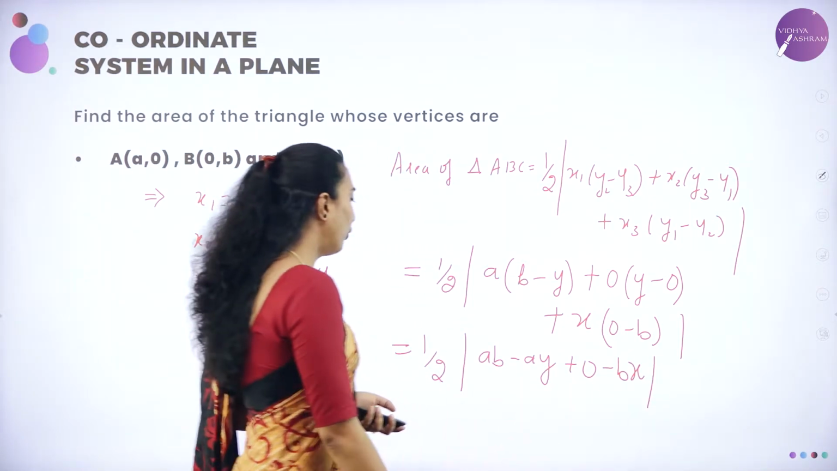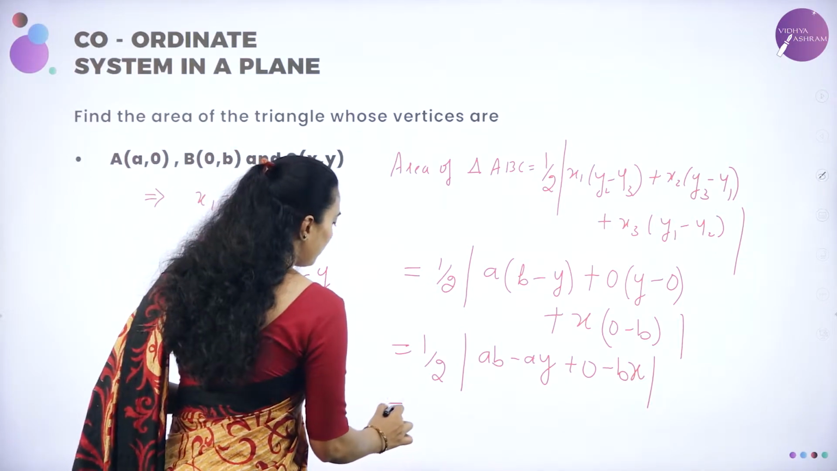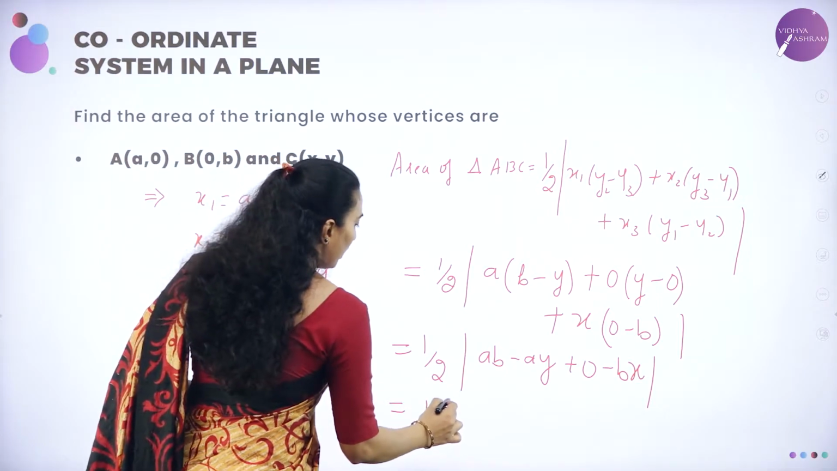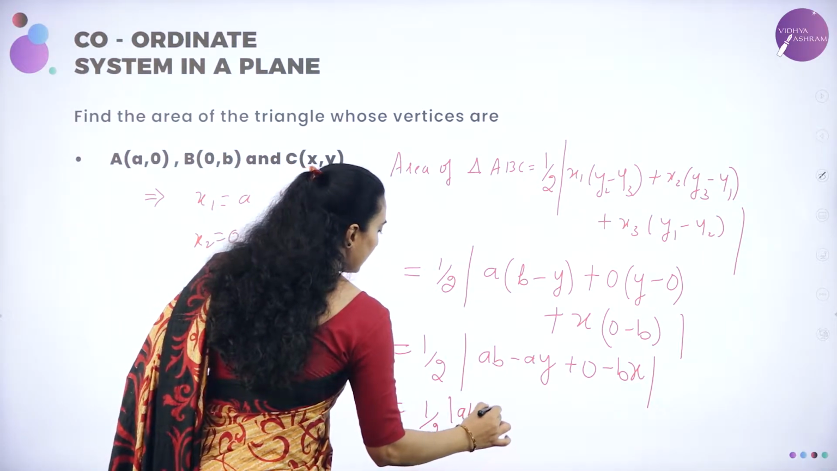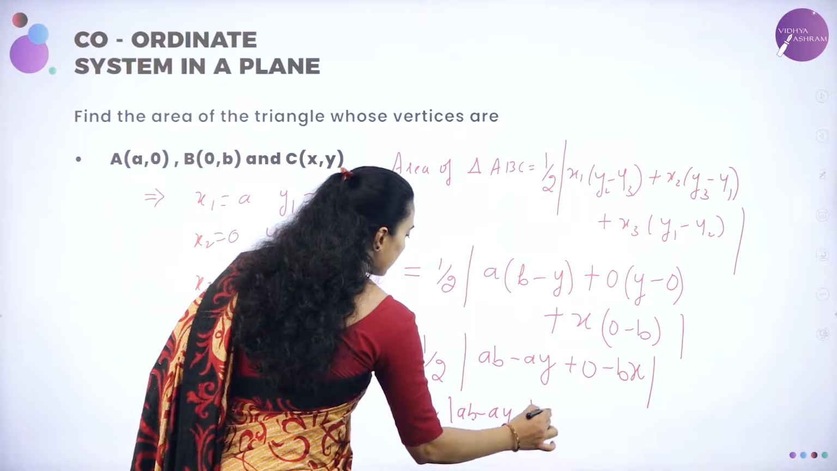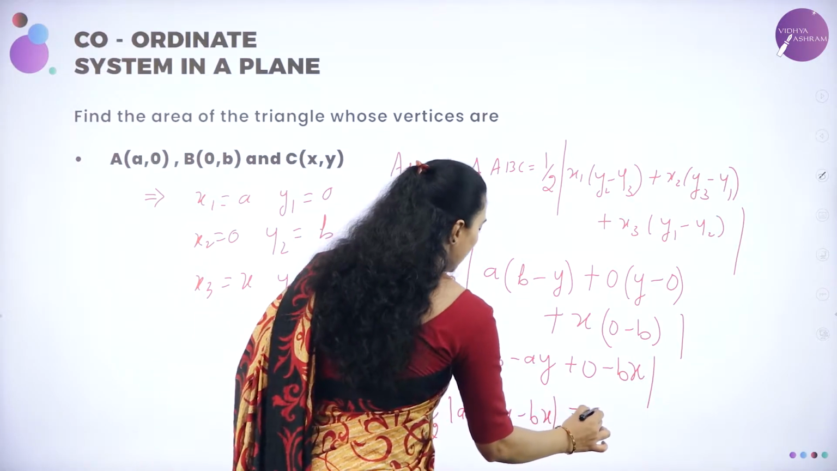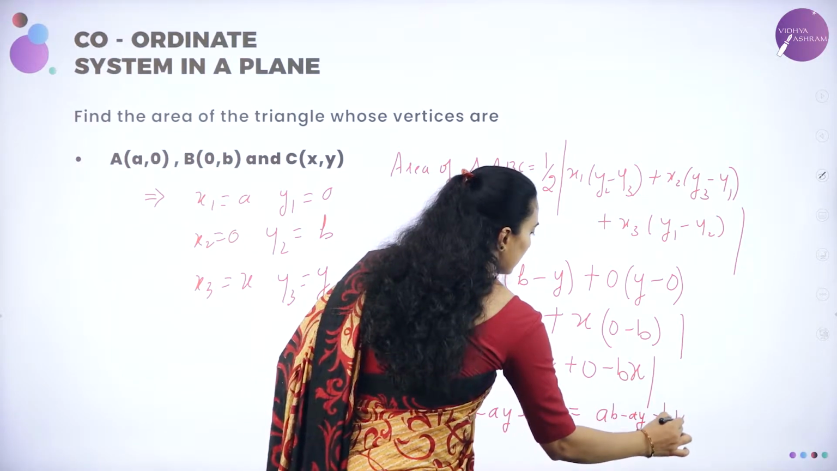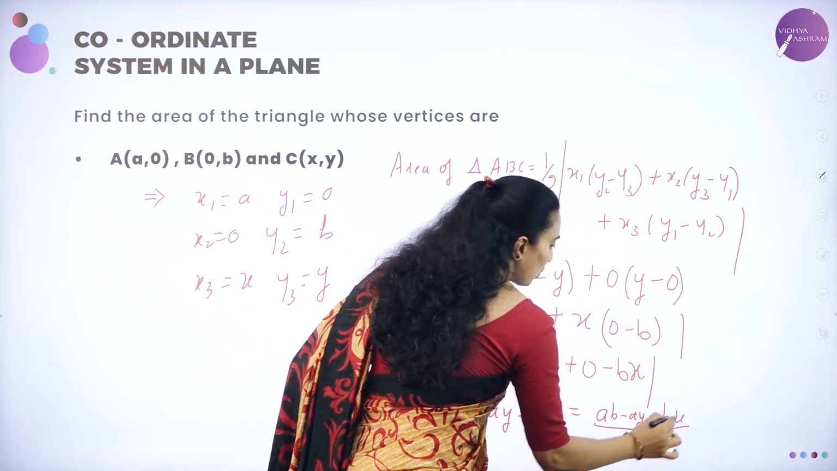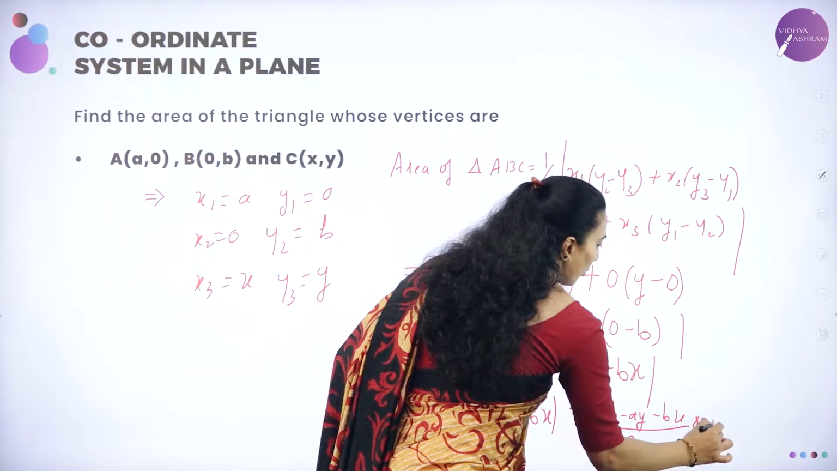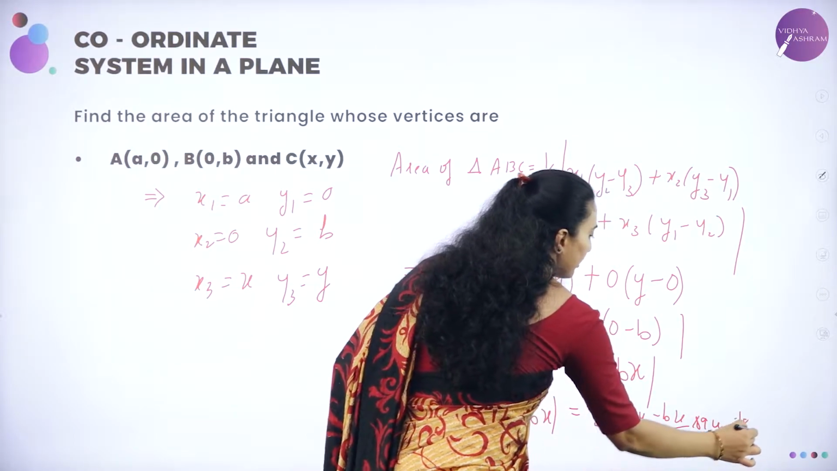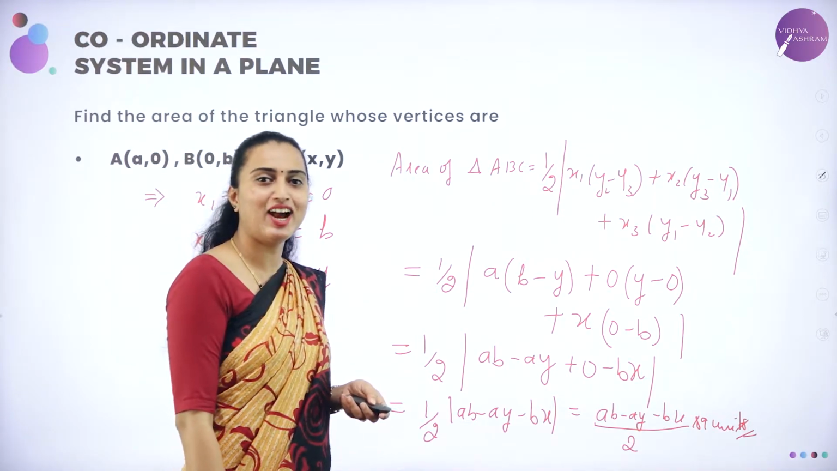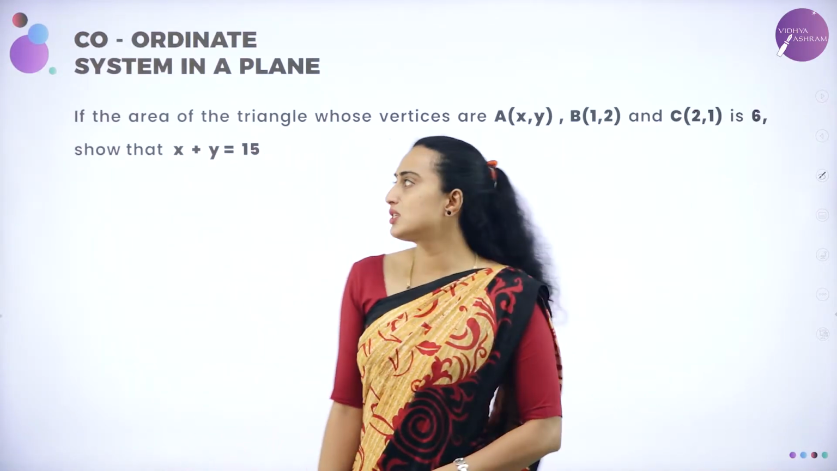Isn't it? So therefore you are going to have half into modulus of, what is the answer? Modulus of ab minus ay minus bx. Otherwise as it is you can write it as ab minus ay minus bx divided by 2 square units. Square units. Isn't it? That is your answer. Is that easy, dear students? Okay, we'll move on to the next problem. What is it?